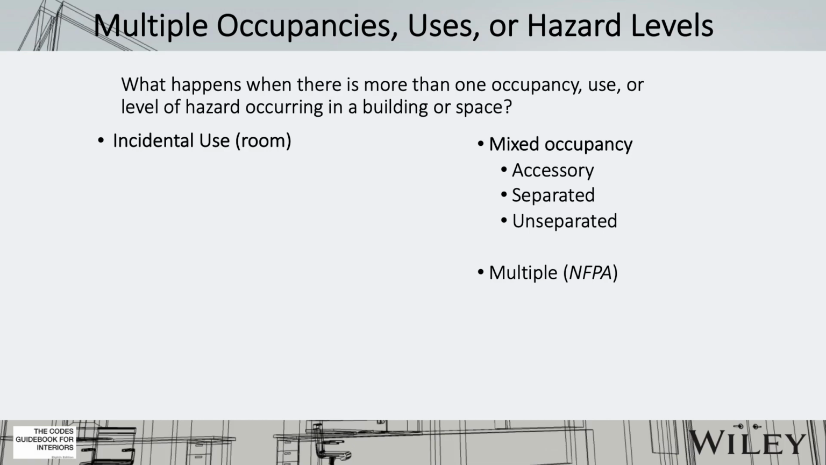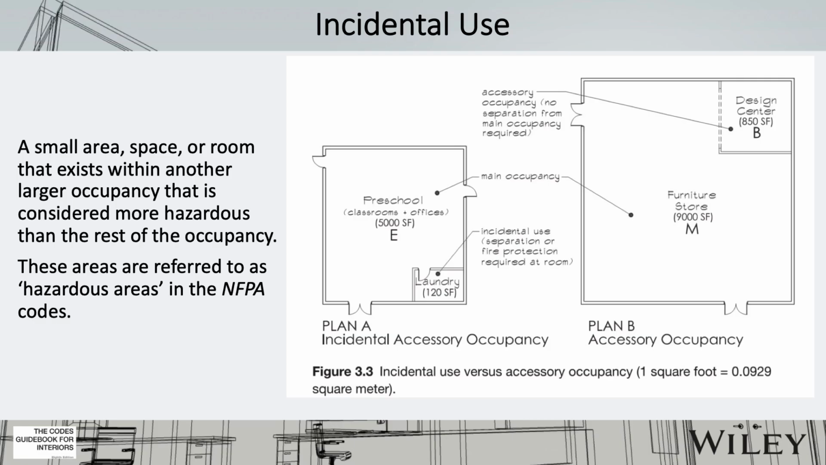There are many cases where you may have multiple occupancies or mixed occupancies within a facility, and it is important that we note those as we create occupancy classifications on our plans. These examples provide an incidental use space within the main occupancy, such as a small laundry room in one case and a design center in the other, which are accessory uses.